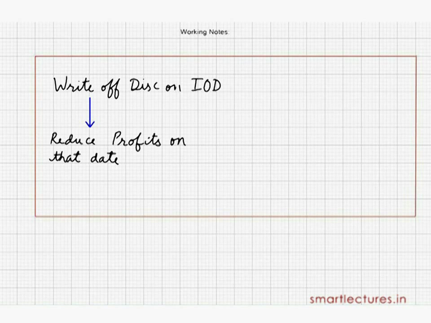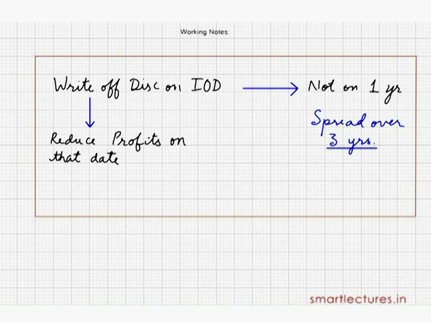Naturally, writing off discount on issue of debentures account is a strain on profits. So this stress should not be put on just 1 year. It can be spread over 3 years, because the life of discount on issue of debentures account in the balance sheet was 3 years. It could be spread for 3 years, and it should be spread.